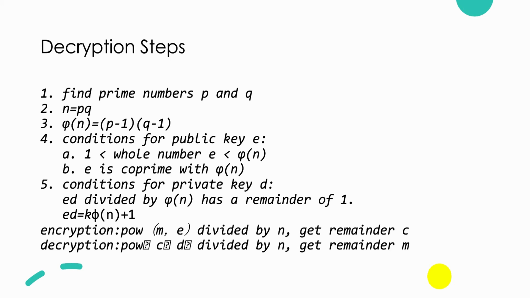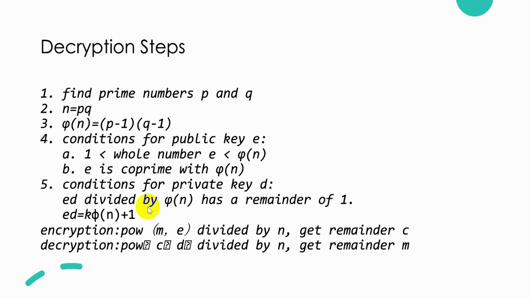For private key D, when it is multiplied with E and divided by phi n, it has to have a remainder of 1. In other words, E times D equals K times phi n plus 1. K is basically the answer when you divide ED by phi n, and then 1 is the remainder, which we add to k times phi n. So this equation is basically this statement put into an equation.